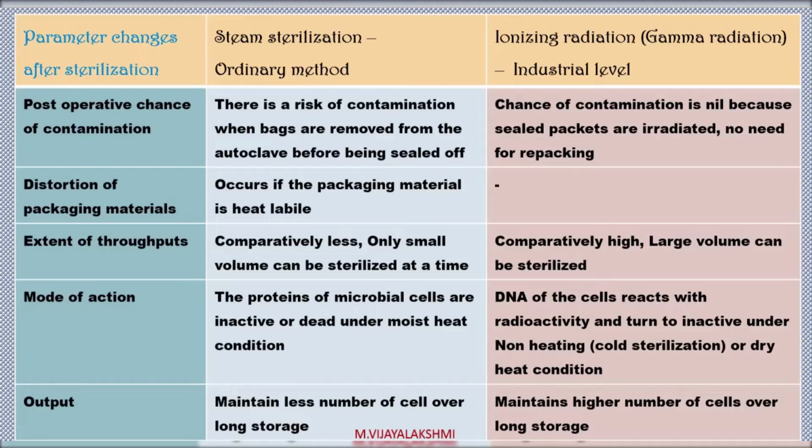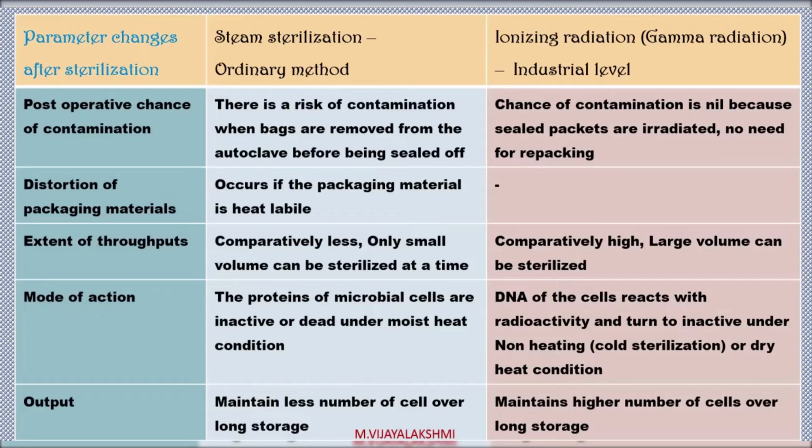The first one, post-operative chances of contamination. After sterilization, there are many risks that may arise due to moisture as well as the microbial load. In steam sterilization, the packets must be sealed before the sterilization process, because after sterilization some moisture may enter into the packets. That's why we must seal the packets before sterilization. In ionizing radiation, there is no chance of contamination because the packets are sealed as well as irradiated. So there is no repackaging for this method.